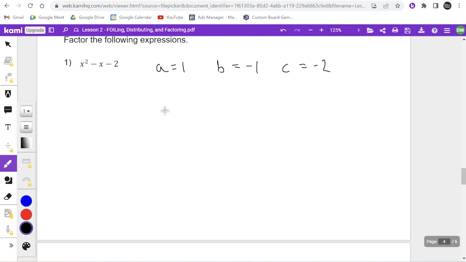So now, what's the step? Well, step 1 said the factors of c. I don't even care about the negative 2 part, just what are the factors of 2? There's only one pair. The only pair of factors is 1 and 2. So that has to be the factors we're using here.